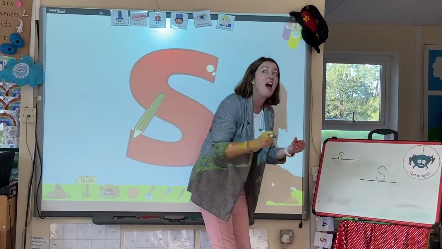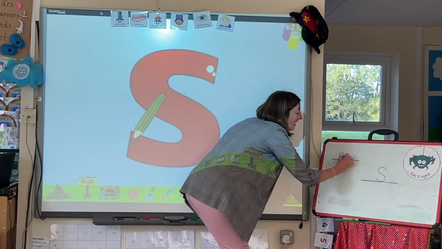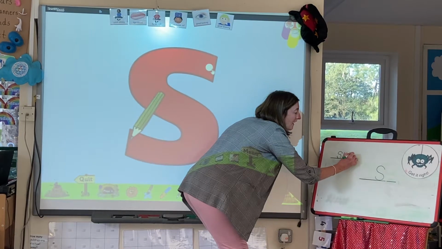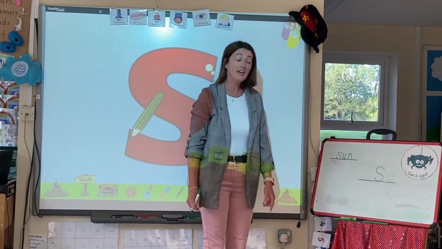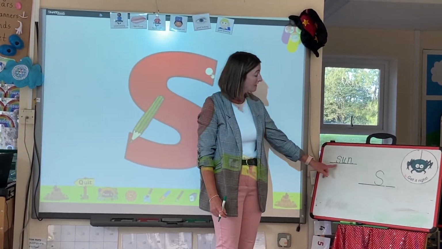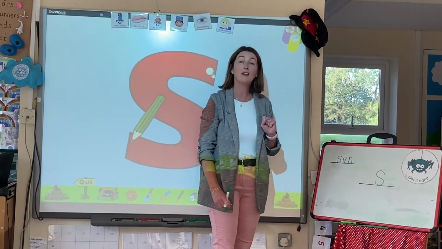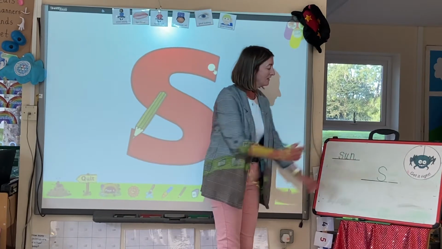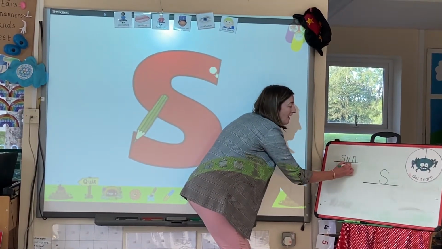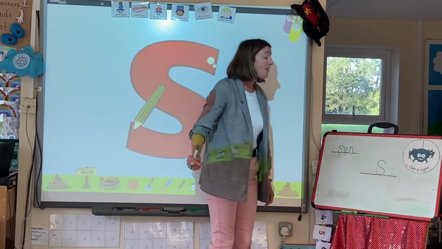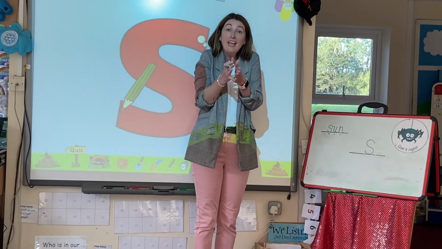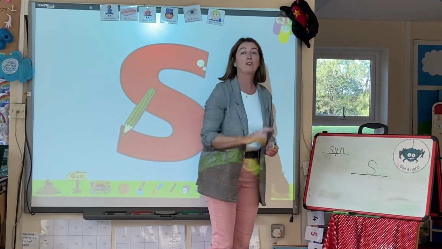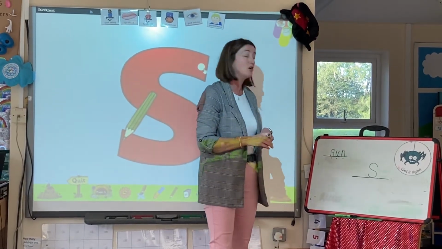So we'd go s, a, n, and then we would look at how many letters. How many letters first? S, u, n: 1, 2, 3. But then I would also count the sounds. So we'd go s, u, n, and then we would push it together. We'd blend it for reading. We'd go sun, sun. So that's another part of Jolly Phonics.